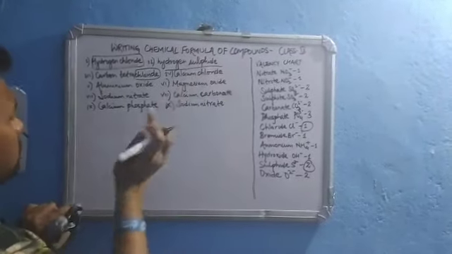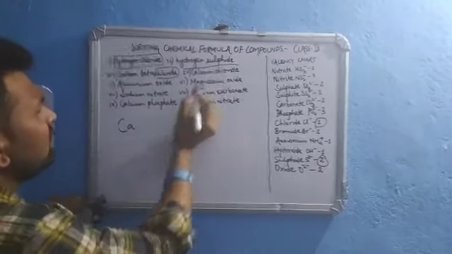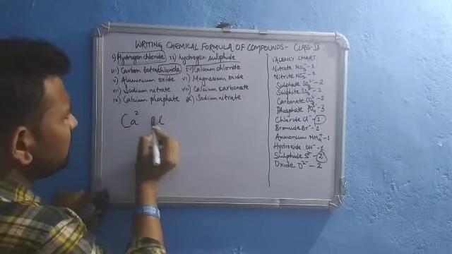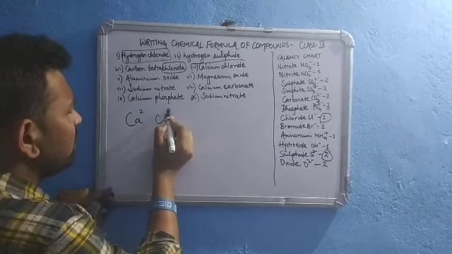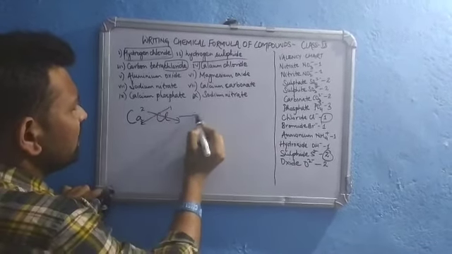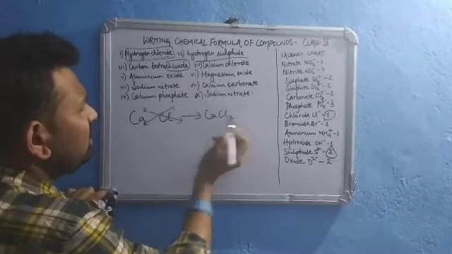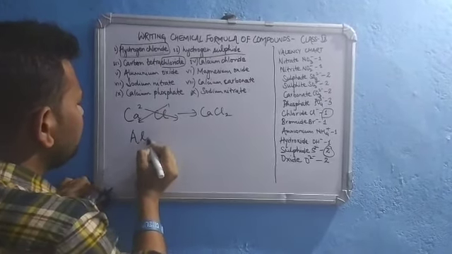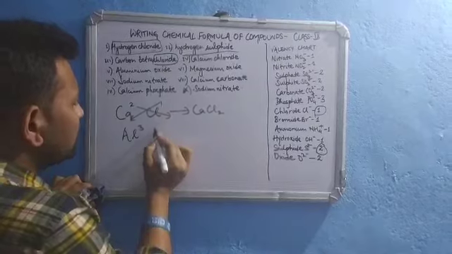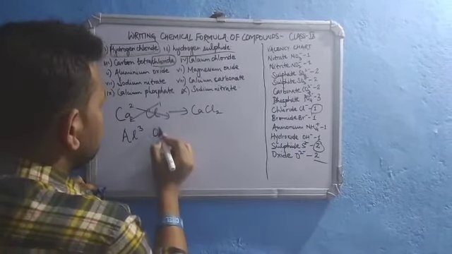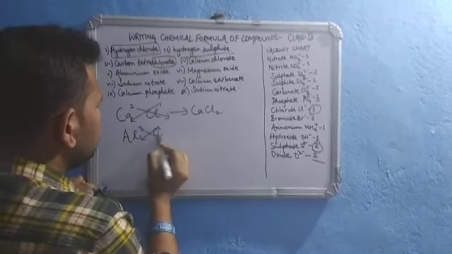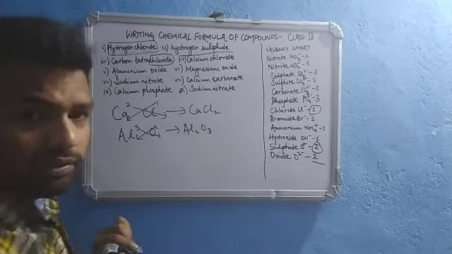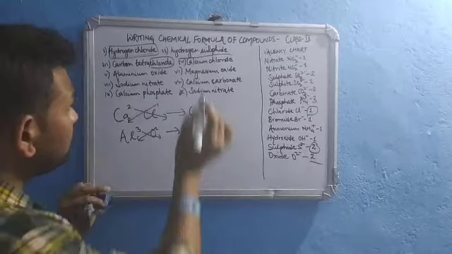Calcium chloride: calcium, Ca, chloride, Cl, right? What is the valency of calcium? Obviously it's 2, chlorine 1, crisscross. So calcium chloride will be CaCl2. Very simple. Next is aluminium oxide. What is the valency of aluminium? Obviously it's 3. Oxide, oxygen 2. So we'll crisscross this again. What we'll get is Al2O3. Fairly simple. Hope you all are understanding.